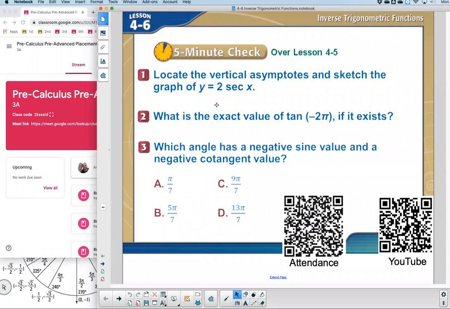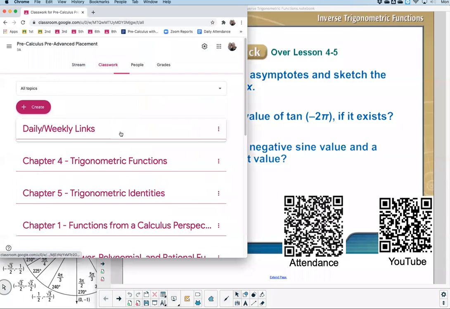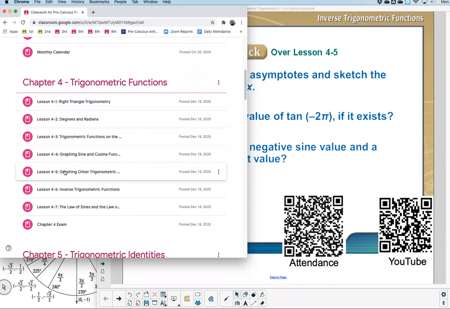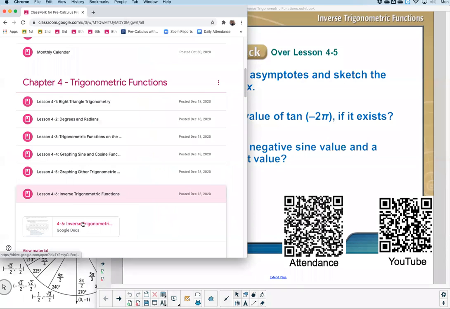All right, lesson 4.6. Last class, when we were doing lesson 4.5, we talked a lot about asymptotes, vertical asymptotes. Today, we're going to be dealing with inverse trigonometric functions, also known as arc sine, arc cosine, arc tangent, which I'll show you in just a moment.